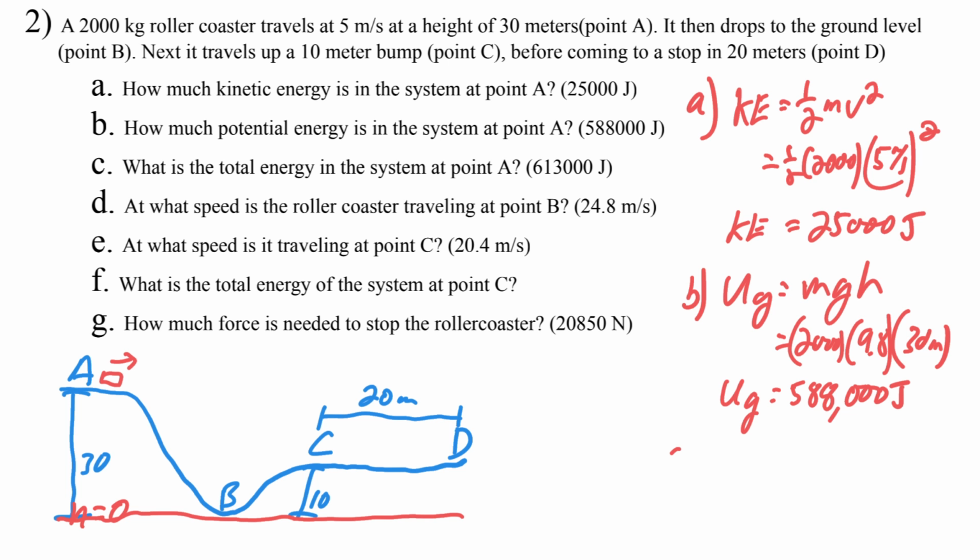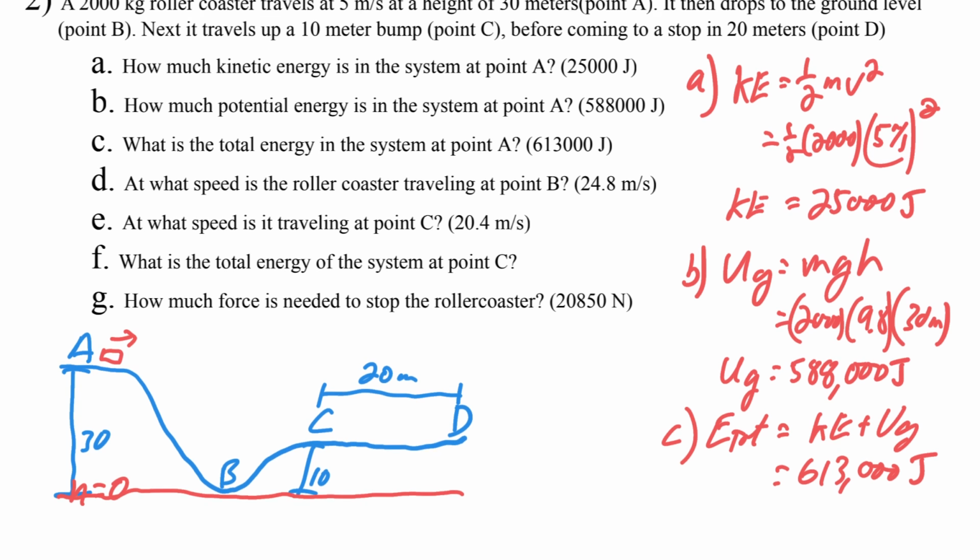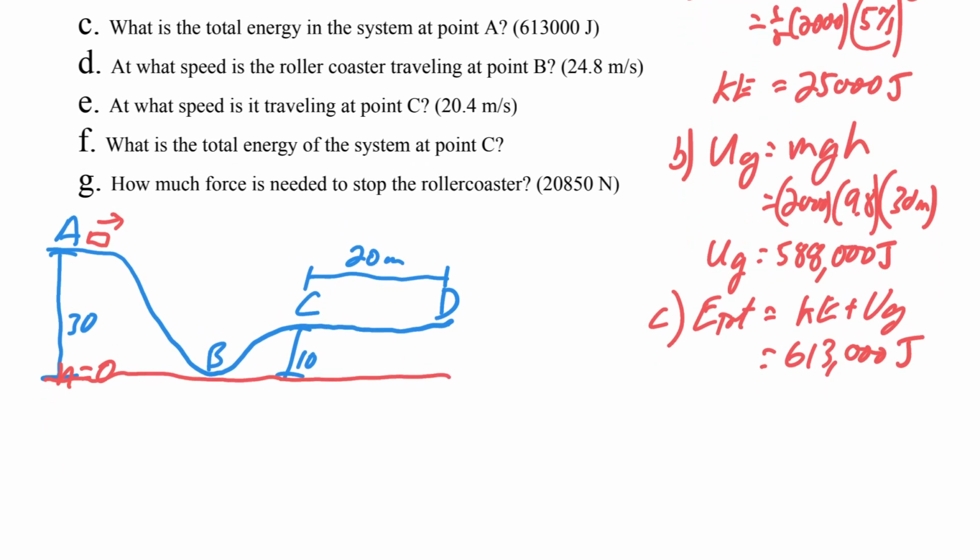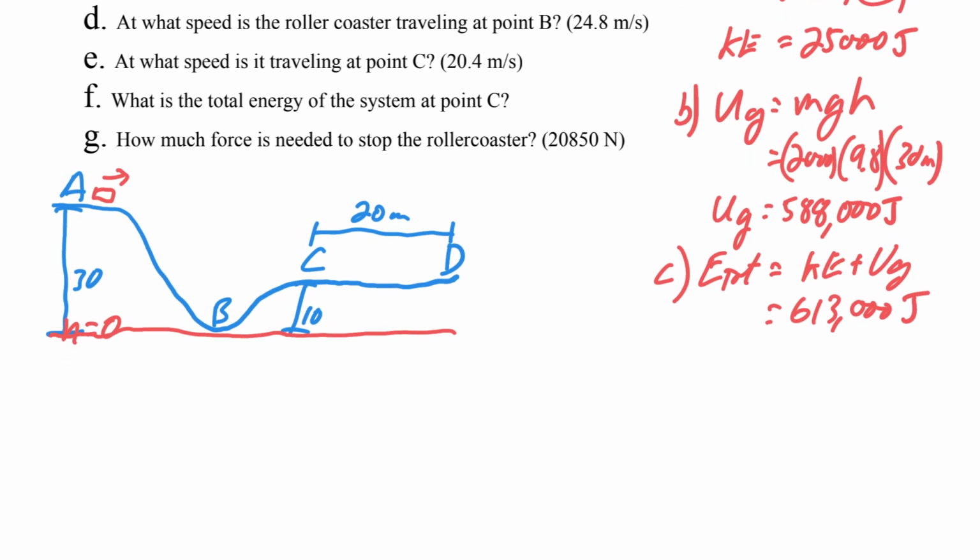So what's the total energy? Well, the total energy is just going to be the sum, right? So the E total at the top is going to be the KE plus our UG at the top. So you just add those up together. I'm getting 613,000 joules. All right, so the next question's then saying, what is the speed when we reach point B?